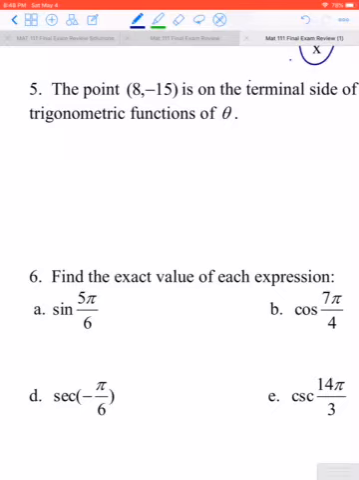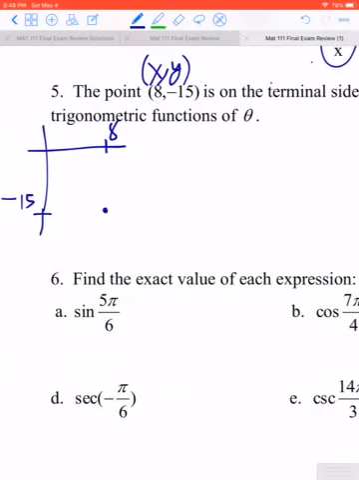In question number 5, they want us to find the trig values associated to the point (8, -15). So this is our ordered pair (x, y). If you want to, you can graph this in the plane. It should look something like this. We go over an x value of positive 8. We go down to a y value of negative 15.